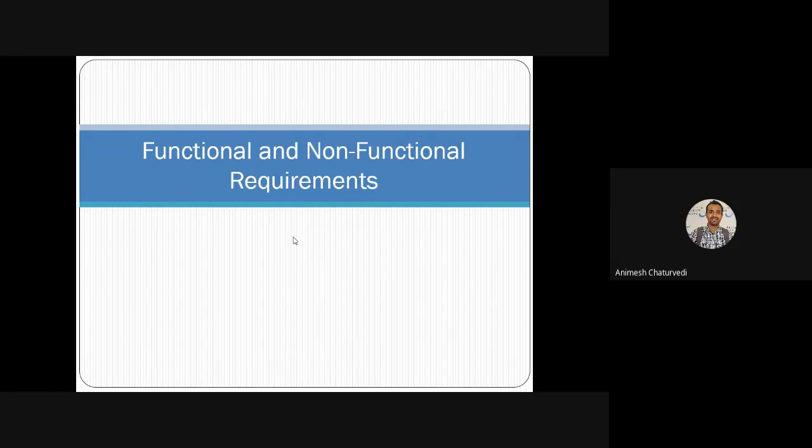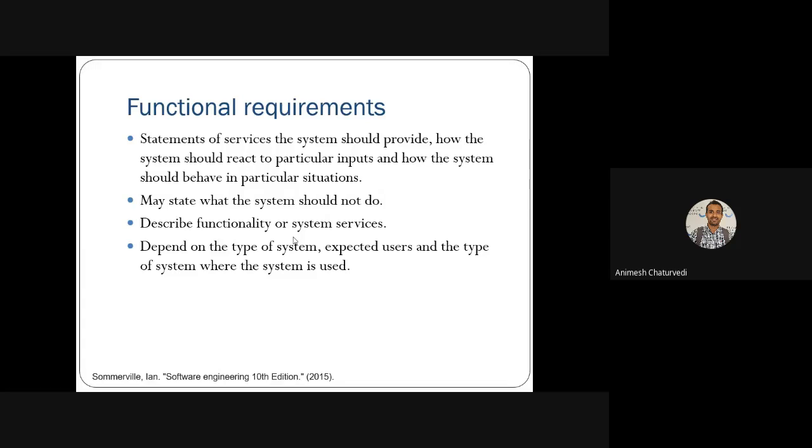Hello, now we are going to start functional and non-functional requirements. We'll see what the functional requirement is first. So a functional requirement basically states the services that must be provided by a system, and how the system should react to a particular input, that is, how the system should behave in a particular situation. All these things need to be addressed in the functional requirement conditions.